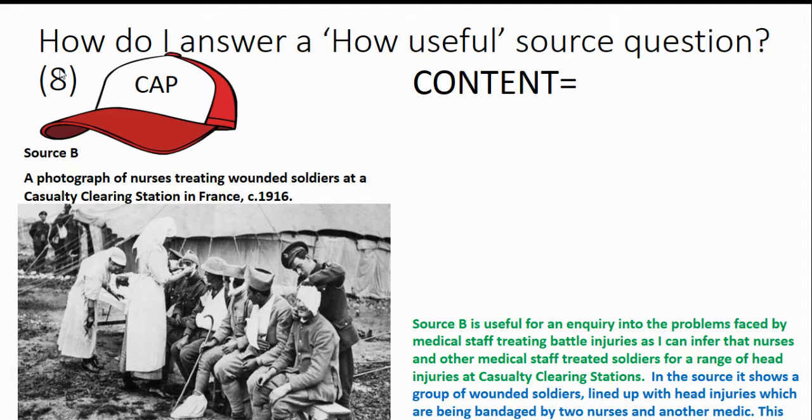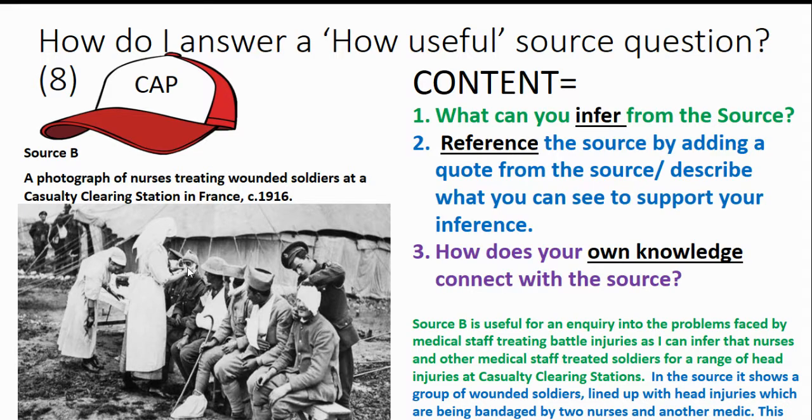Okay, so how do I actually answer this question? The first thing you needed to do was to look at the content of the source. And I've got an example to the left. Source B, for example, if you have a look at source B in that picture, the photograph itself is the content of the source, and there are 3 steps that you needed to do to be able to answer this question using the content.